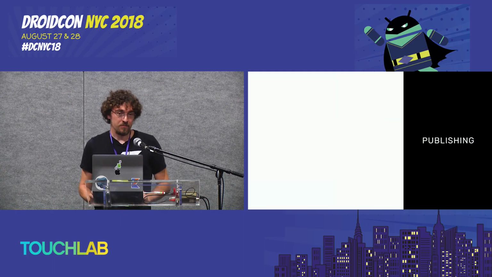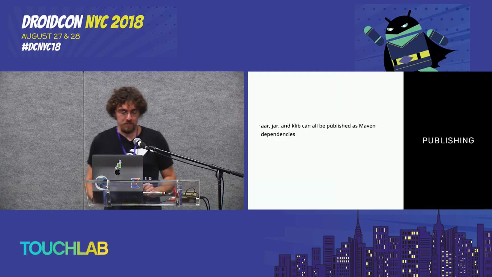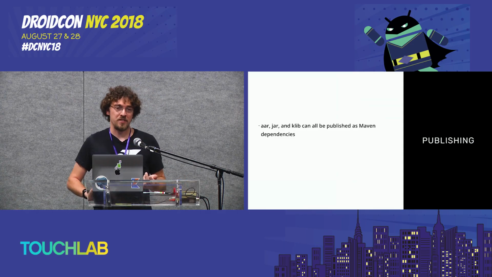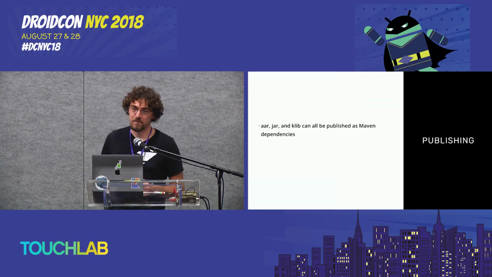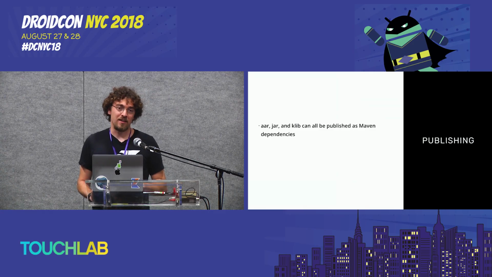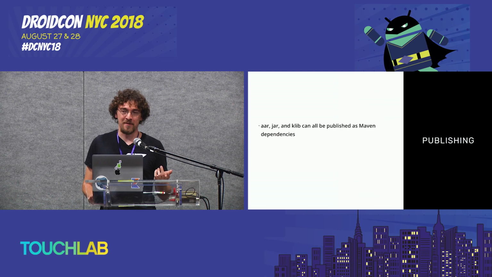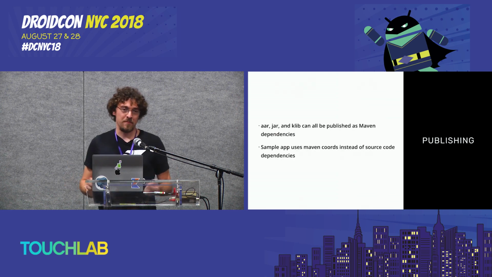So that's testing. Once you have that, you want to start putting it out there. If you're a library developer, you're used to publishing jar files and AR files, which is what the Common and the Android modules create. You can do the same thing with a klib. So you can create Maven dependencies using all of this stuff. And in my sample app, I actually opted to read the dependencies from Maven in order to demonstrate that, yes, this actually does work.